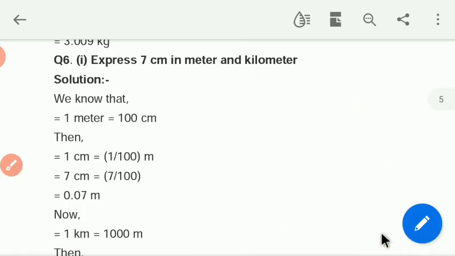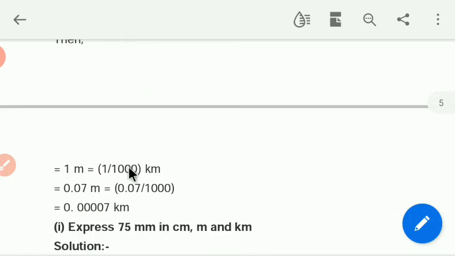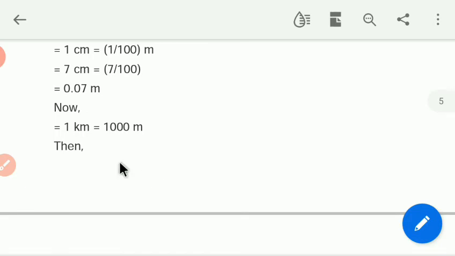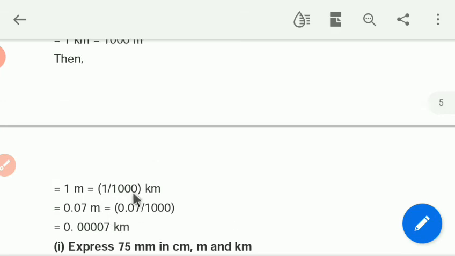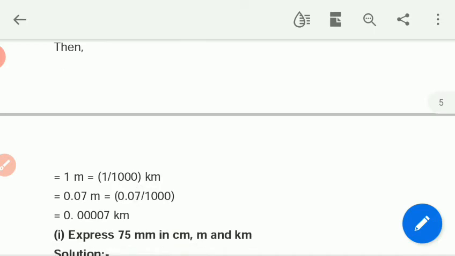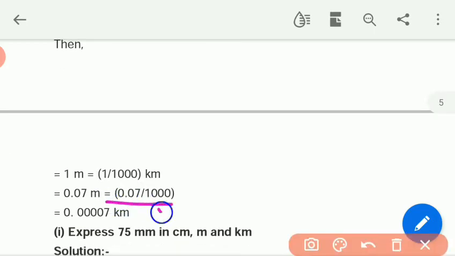Now after changing this, we have to change into kilometer also. Now we'll directly change 0.07 meter into kilometer. We know that 1 kilometer is equal to 1000 meter. So 1 meter will be 1 upon 1000 kilometer. And here 0.07 meter we have to change into kilometer. So 0.07 meter is equal to, now we have to divide 0.07 by 1000.